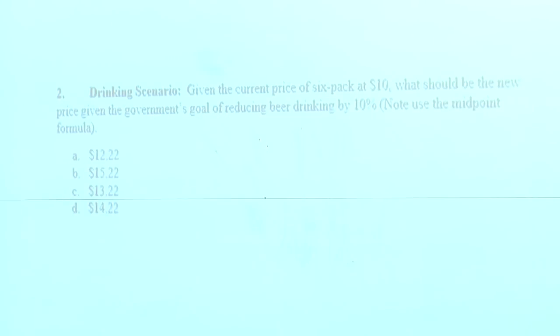Okay, question 2. Same drinking scenario. And here we have, given the current price of a six-pack is $10, what should be the new price given the government's goal of decreasing by 10%? This is to use the midpoint method. So this is a question that you can make complicated by actually solving out using the midpoint method what the change in price is, but this is also one that you could probably just eyeball the answer.